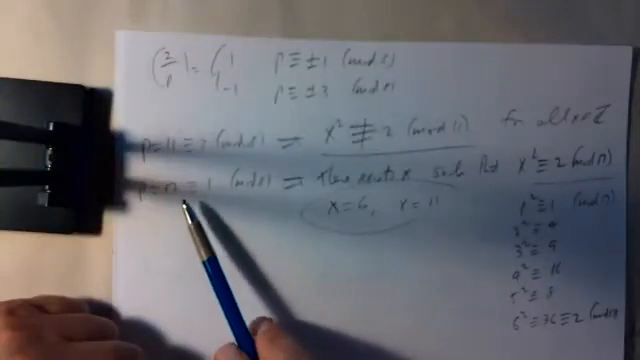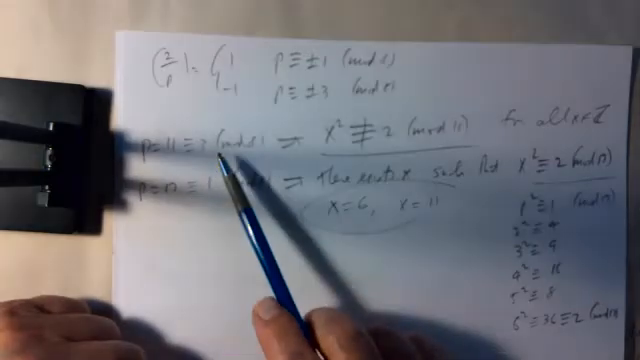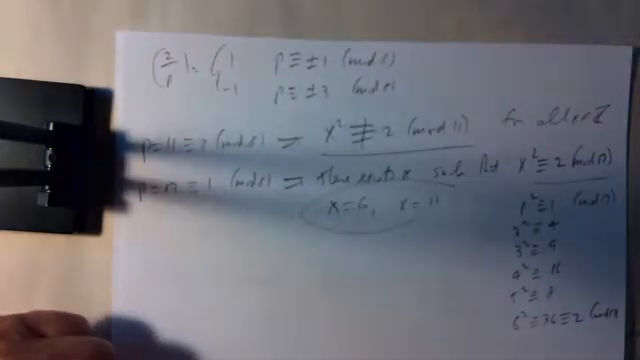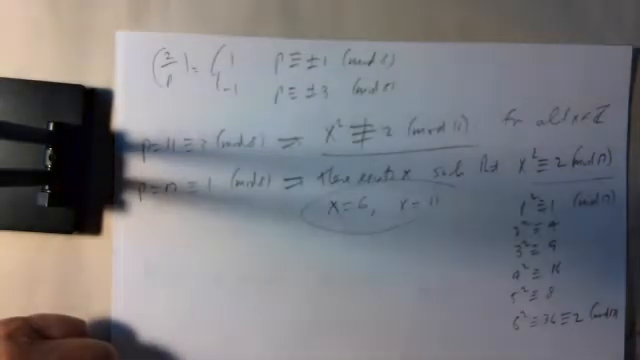2 is a quadratic residue mod 17. 2 is not a quadratic residue mod 11. Okay.